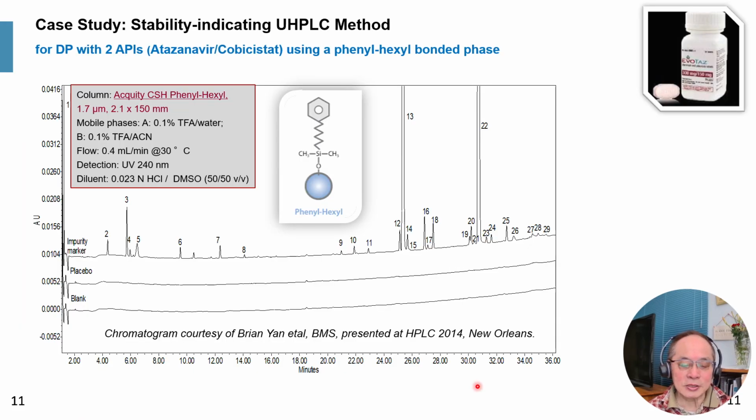Here's an application case study. This came from Brian Yang of Bristol Myers Squibb, in a presentation in 2014 in New Orleans at Pittcon, showing a charge surface hybrid phenyl-hexyl column, which is the one like this, and a stability-indicating separation method of a drug product with 2 APIs, showing a pretty good separation of the retention marker cocktail using very simple mobile phases of TFA in acetonitrile and TFA in water.